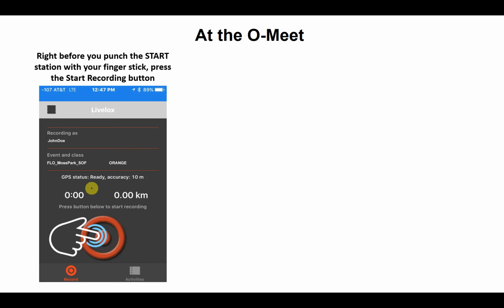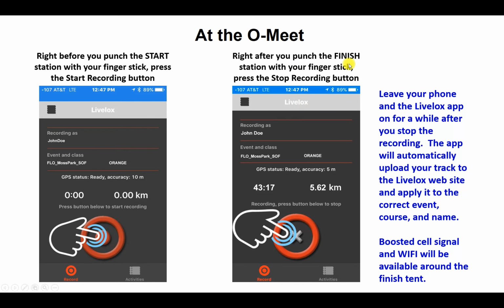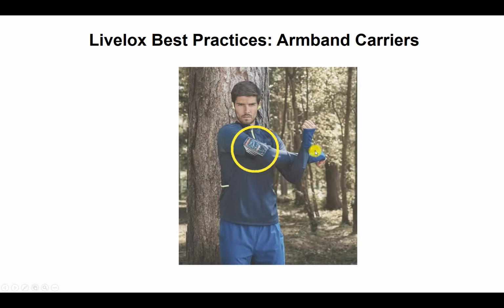Then you run your course, you come back to the finish, you punch in at the finish station with your finger stick, that stops your official clock, and then you pull out your phone. You'll see that it's been running up a tab of time and distance there. It'll be whatever you ran, and then you click the stop button here to stop the recording. Once you've done that, leave your phone and the app open for a little bit, because as soon as the phone gets signal or Wi-Fi, it will automatically upload the track to the Livelox website and apply it to the correct person, event, and course, because you already told it all of those things.